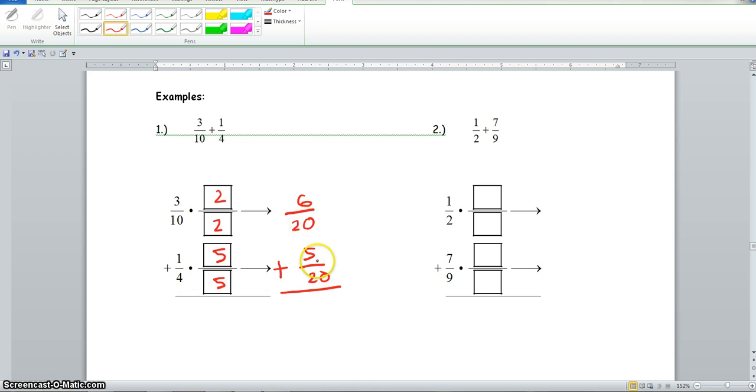Now we know we can add them because we have the same denominator. So we'll bring down our 20, and we will add our numerators. 6 plus 5 is 11. So it's 11 over 20. Now we go here to number 2.